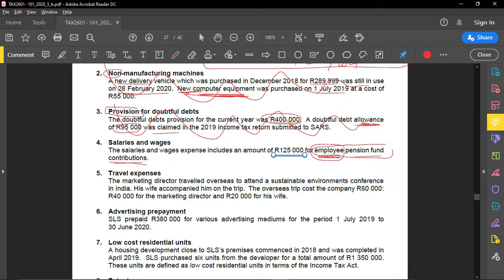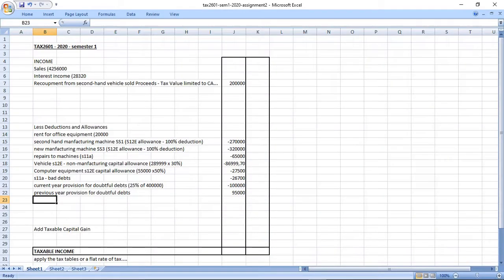Notice they're employee contributions. They're not employer contributions on behalf of the employee. So that's something to consider. So if I'm looking at this, the salaries and wages would be a normal Section 11A deduction, less the employees' pension contributions.